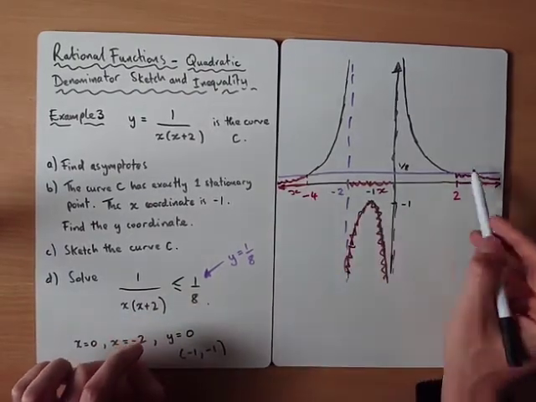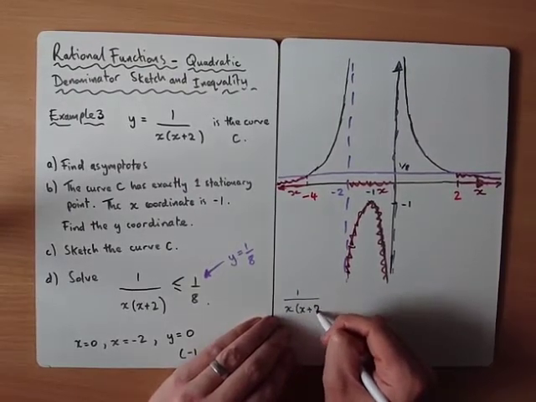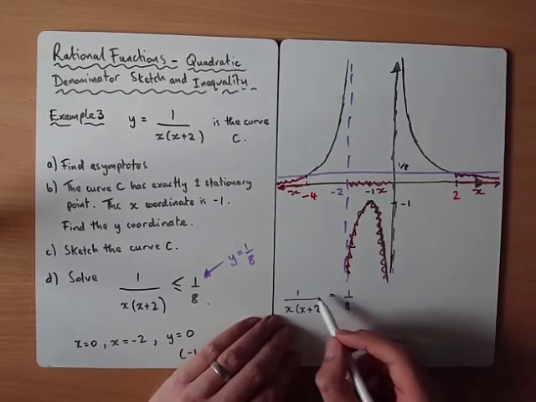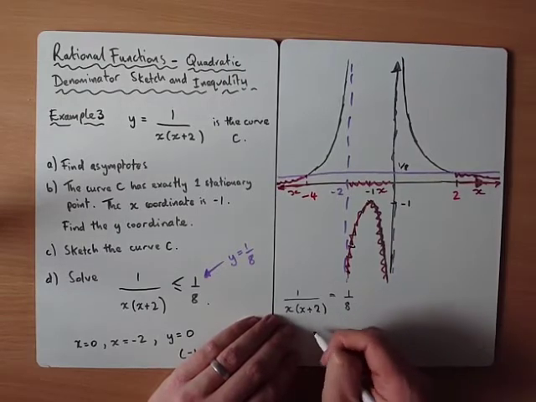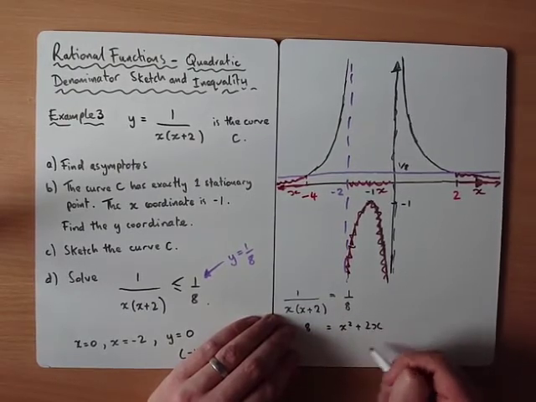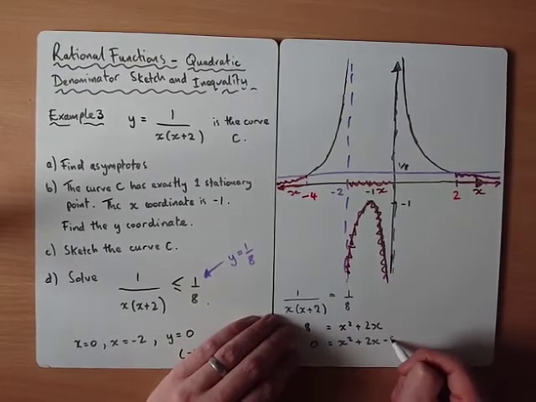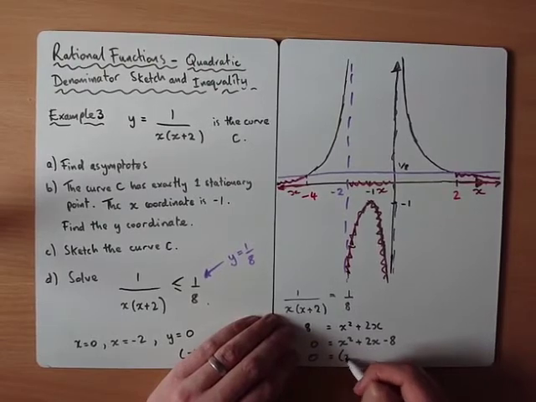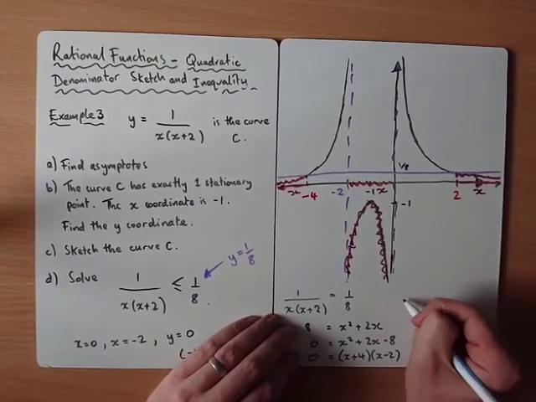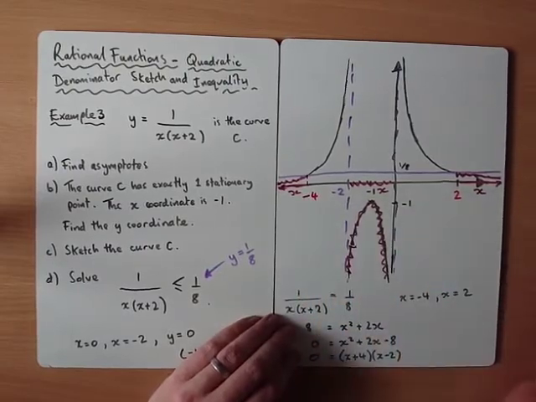Okay, so if we want to figure out where they intersect, we've got 1 over x plus 2 equal to 1/8. So we're just going to rearrange and solve this equation. Let's multiply both sides by 8 and multiply both sides by x plus 2. So we'll be left with 8 on this side equals, multiply that side, x squared plus 2x. Solve your quadratic, set it equal to 0. Factorise: x plus 4, x minus 2, so x would equal -4, x would equal 2, which is what we've just checked on our calculator.